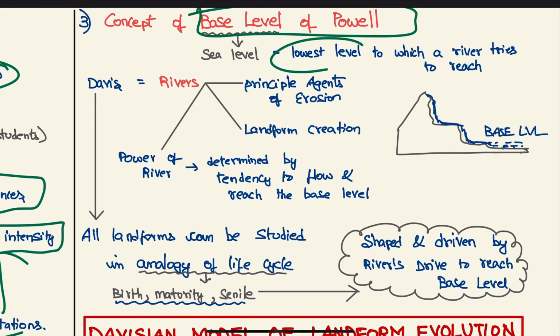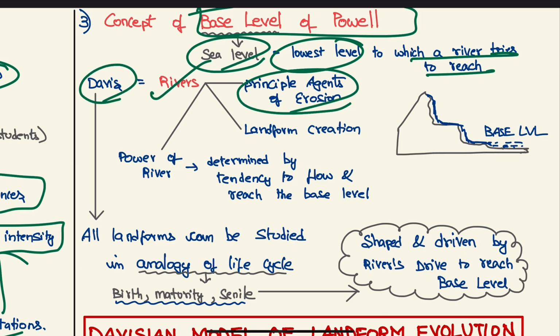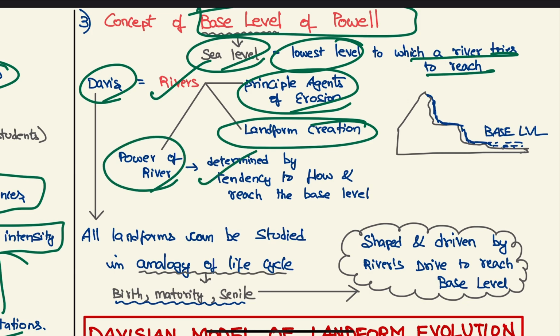So base level is the lowest level to which a river can reach. So it is generally the sea level. So according to Davis, the rivers are the principal agents of erosion. They create the landform. So also the power of the river is determined by its tendency to flow and reach the base level. So what is its drive, which is the power of the river?